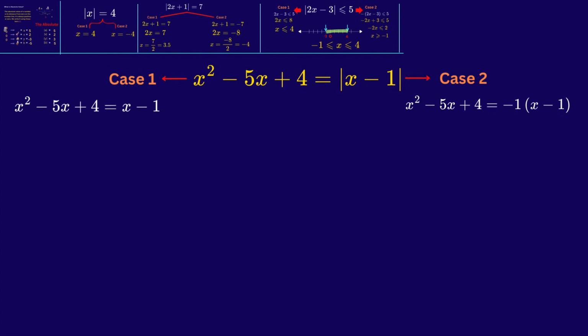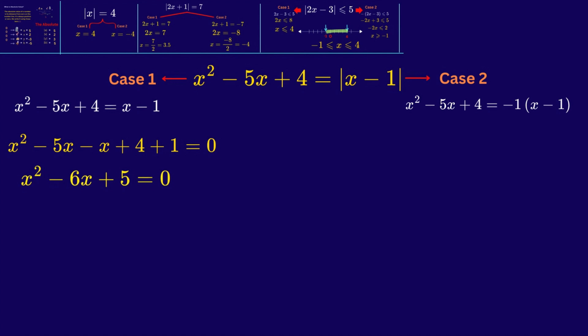Next, let's start solving case 1. So we're going to have x squared minus 5x plus 4 is equal to x minus 1. We're going to bring this term to the other side of the equation, x by negative x and the negative 1 by plus 1. So we will get x squared minus 5x minus x plus 4 plus 1 is equal to 0. Now let's combine the like terms. Minus 5x minus x will give us negative 6x, and plus 4 plus 1 will give us plus 5. Now let's solve this equation by factorization.